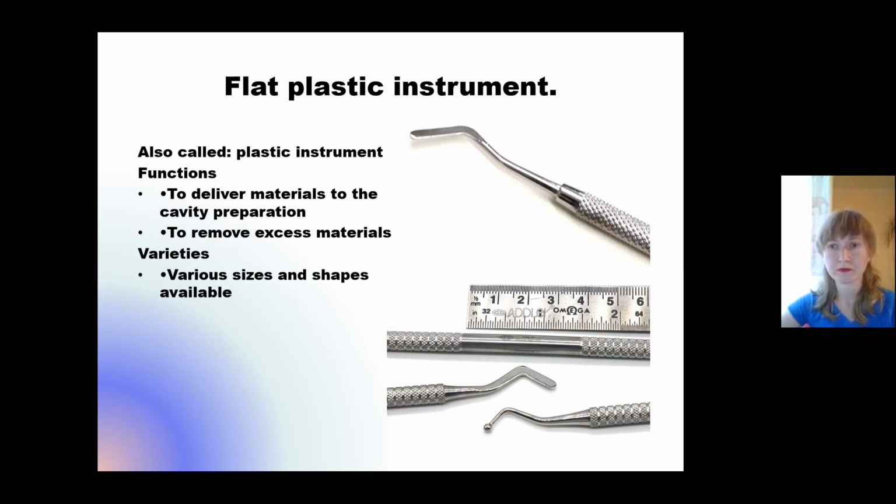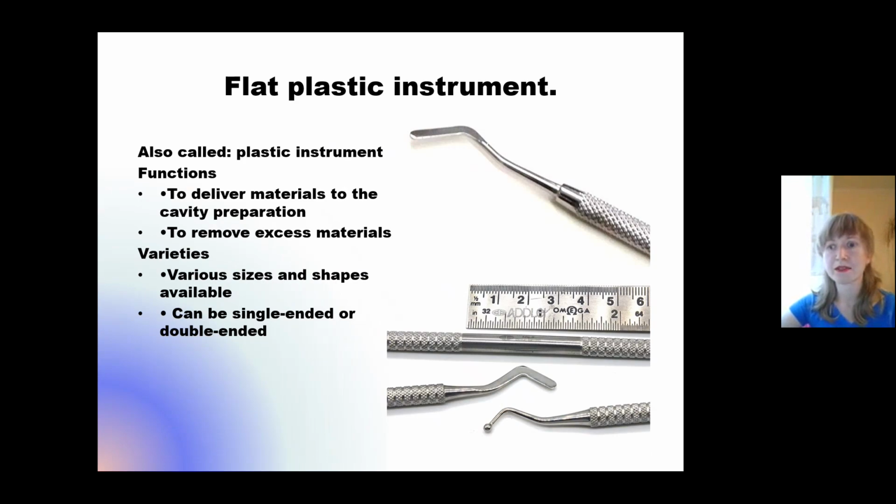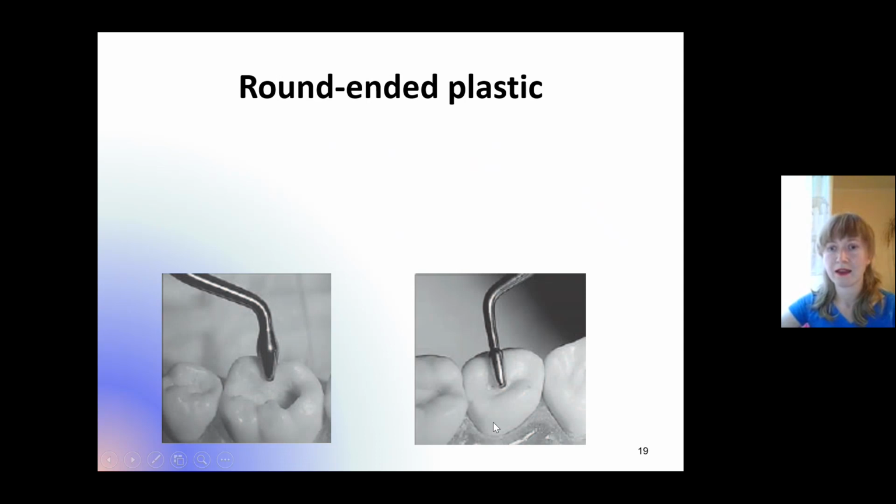Varieties. Different sizes and shapes are available. It can be single-ended or double-ended. It can be a combined instrument. It means that on one side it is a flat plastic instrument and on the other it is a ball-ended instrument. Round-ended plastic, it is also called, or ball-ended plastic.